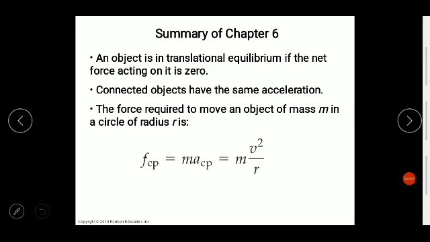So for the circular path that the object is following, we have the circular motion. The force that holds the object in the circular path is the centripetal force, and of course, it is associated with the centripetal acceleration. So that is for this session.